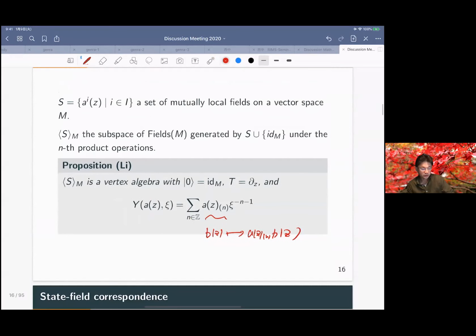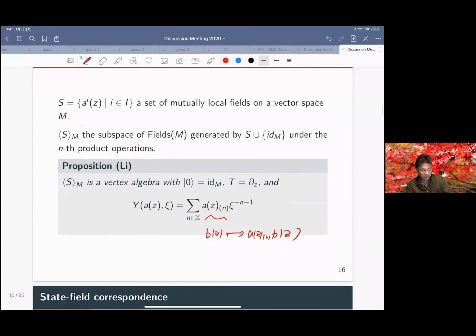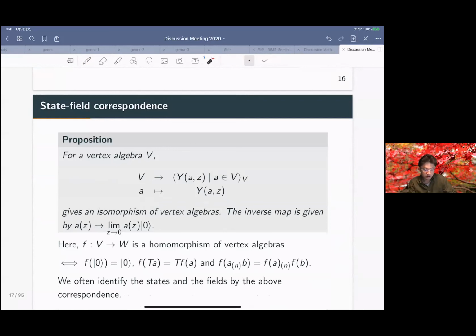So anytime you have such a field, you can construct a vertex algebra. And in general, if you have a vertex algebra, you can consider the vertex algebra generated by these fields. The statement is that this one is isomorphic to V, and the inverse map is given by this correspondence.